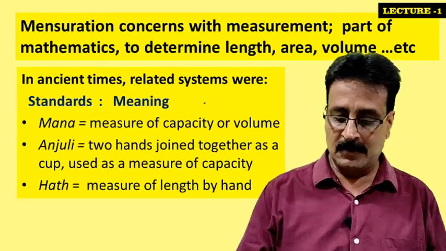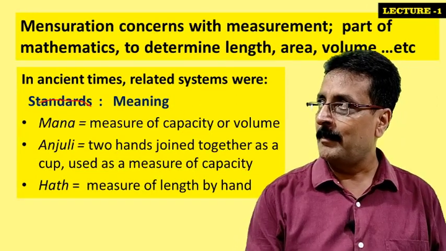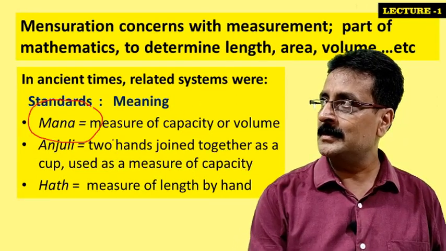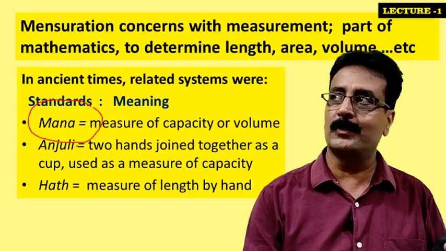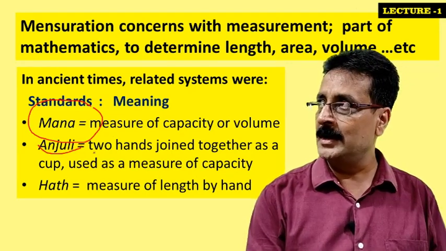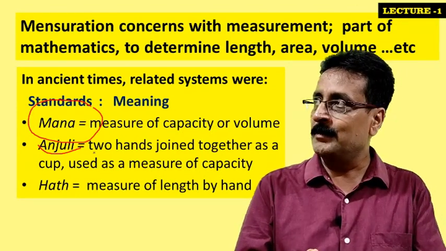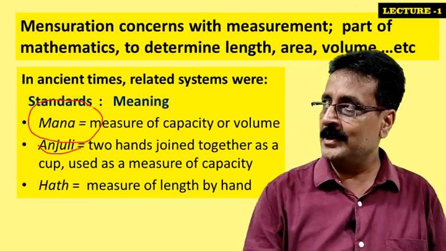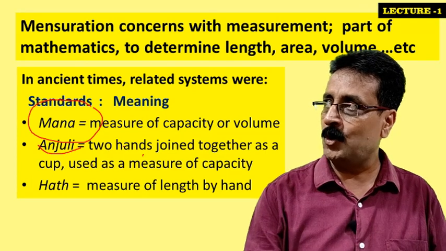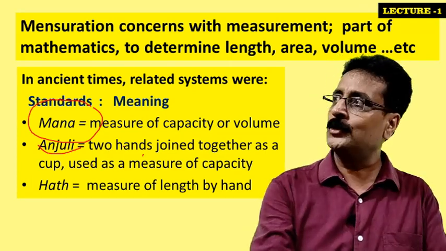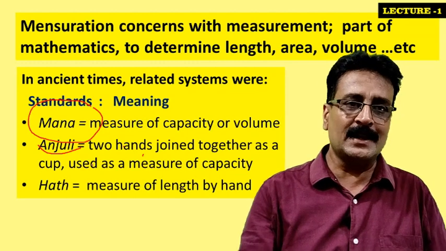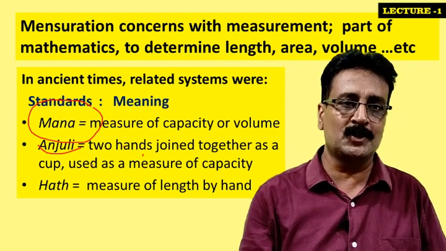As we see, when we say mana, it means measuring the capacity of the volume. And when we say anjali, it is two hands, like two hands is a measure of capacity. And in ancient times we also called it hath. One hath, two hath means hand. So that type of measurement or unit was taken.